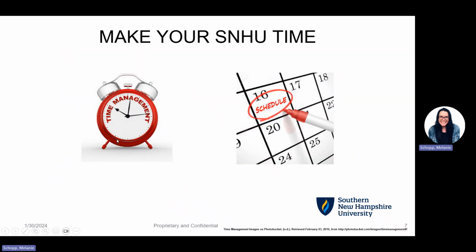Who learned this one the hard way? Make sure that you are making your SNHU study time. This looks different for all of you. You want to think about your learning style. You want to think about when is a time that is good for you to be able to focus and get homework done and do your readings.